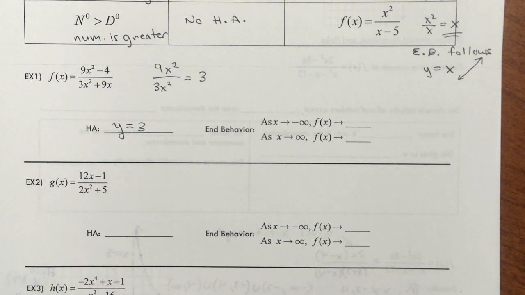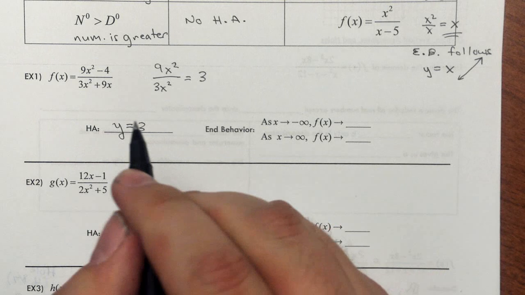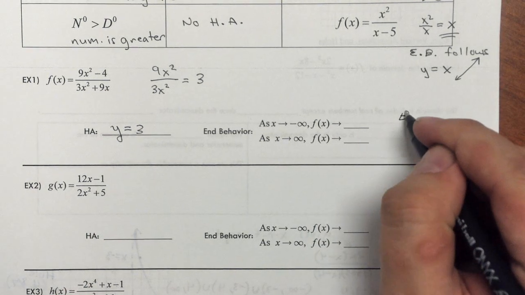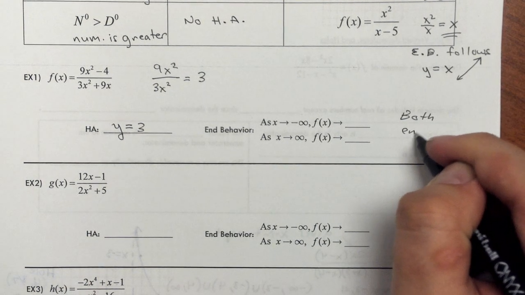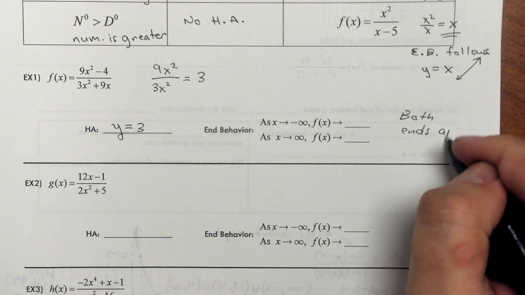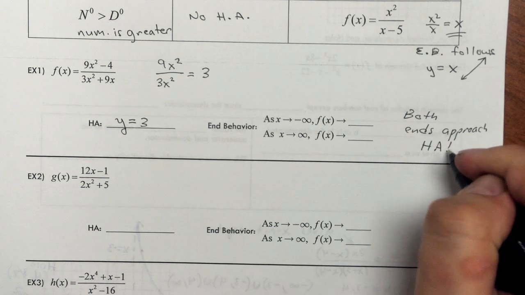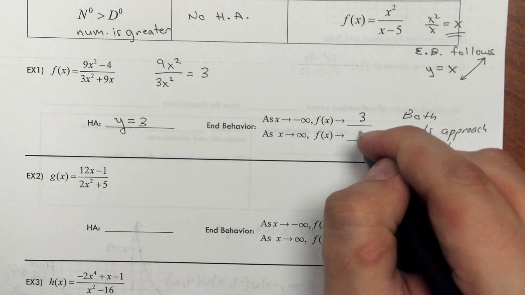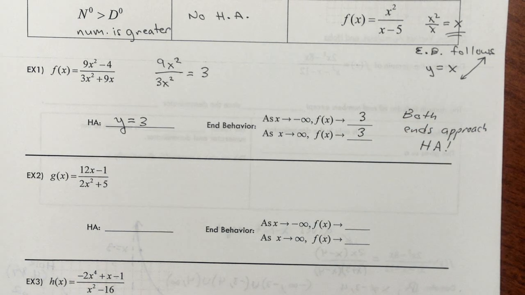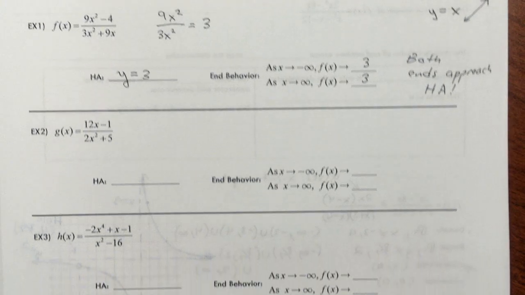And the idea is, again, as I said, a horizontal asymptote tells you about end behavior. So both ends are going to approach any horizontal asymptote. Both ends approach the horizontal asymptote. So both ends will approach 3. All right. Take a look at another example.